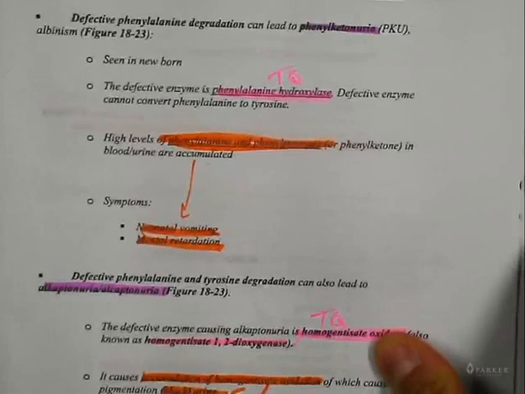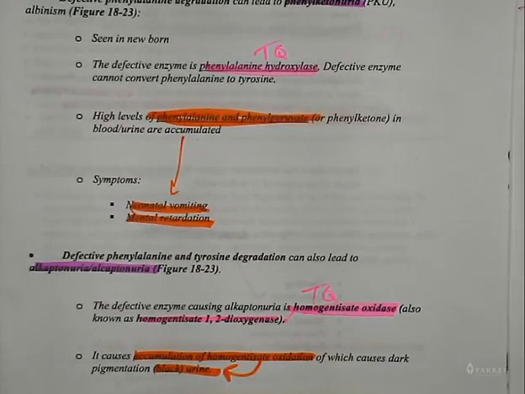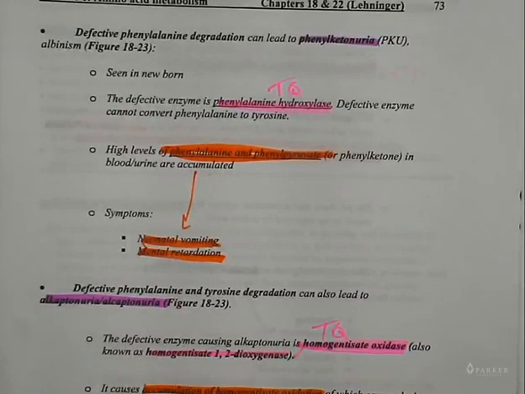Now some fun ones. These are dangerous. You've got to pick these ones up in kids early. Defective phenylalanine degradation leads to phenylketonuria. Have you guys ever heard of phenylketonuria?